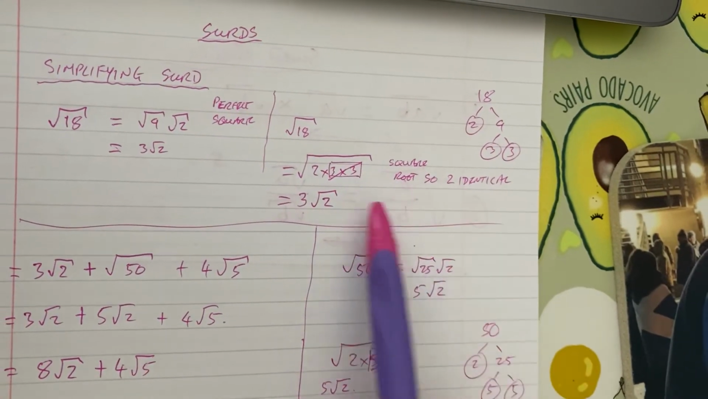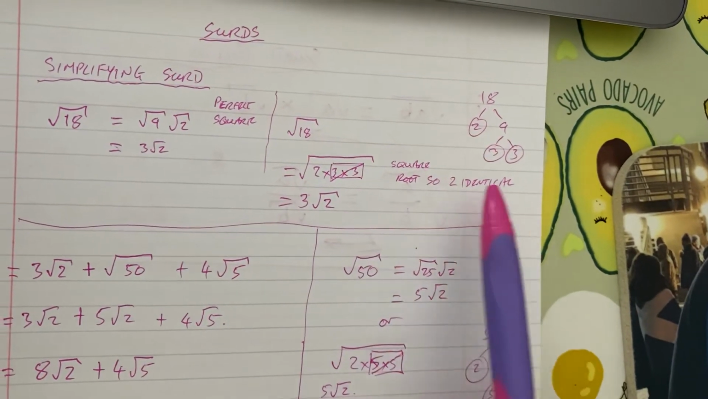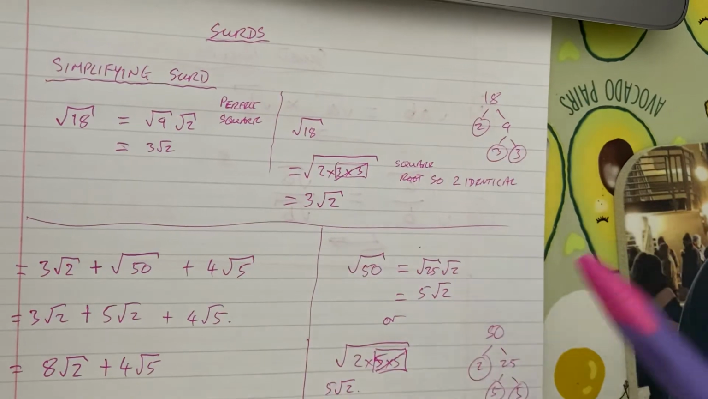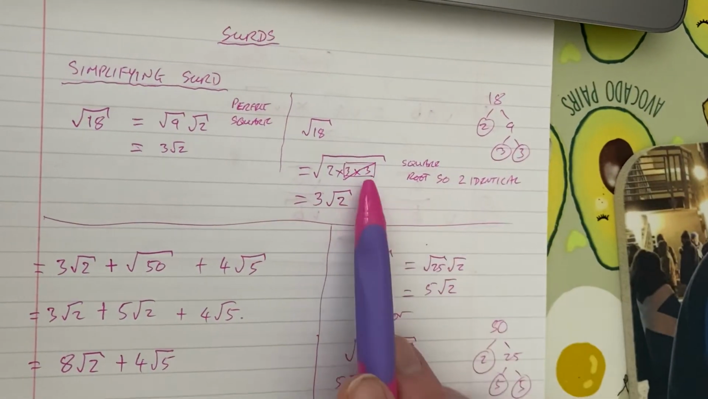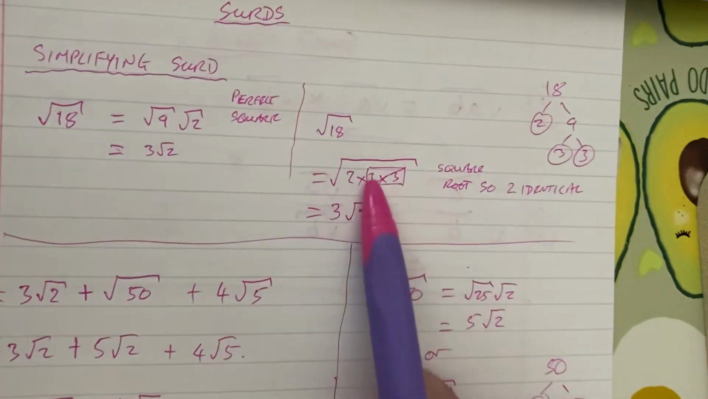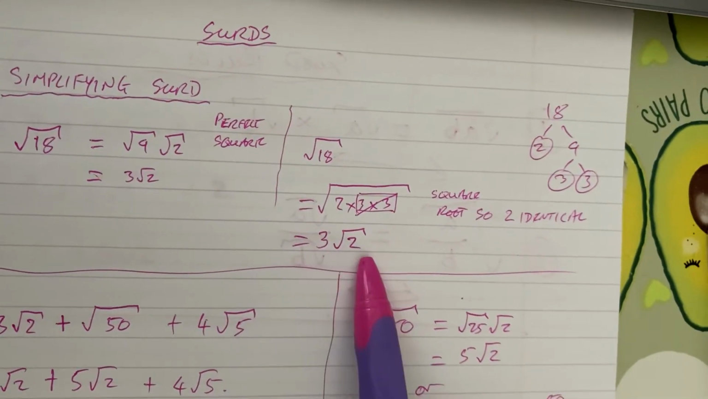Because it's a square root, we need 2 identical. If it was a cube root, we'd need 3 identical. Fourth root, we'd need 4 identical, and so on. So this method works not just for square roots, but for anything. So here, the 2 identical ones, we cross them out, and we get 1 appearing at the front. So here we get 3 root 2.